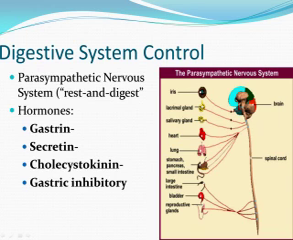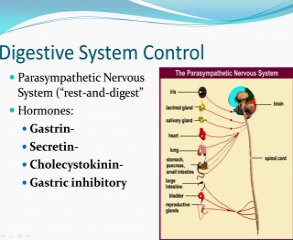Neural control of digestion is controlled largely by the parasympathetic nervous system. Activation of the parasympathetic nervous system results in secretion of digestive juices, increased motility of the stomach, and slowing down movement of food from the stomach to the small intestine.